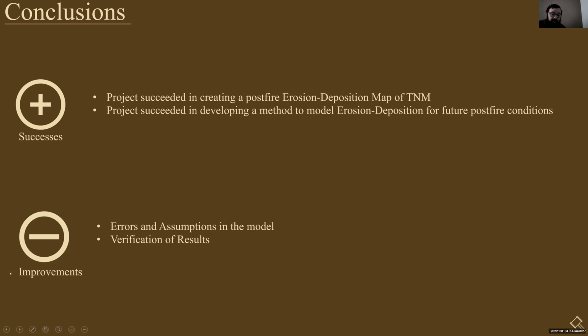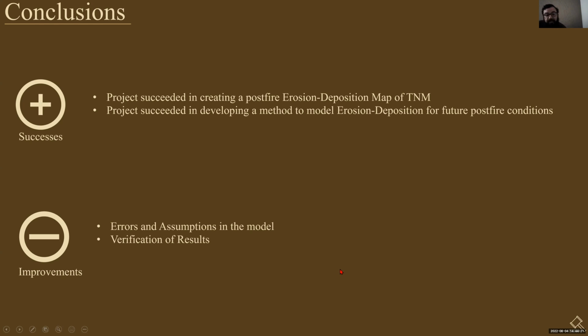Like any model, there's room for improvement. There's no doubt that there are errors in this model. It's a very simple model. For example, errors when digitizing the soil units, and assumptions were made for sure. I made assumptions about the rainfall data, but ultimately I think it comes down to field verification and field observations to verify the results of this.